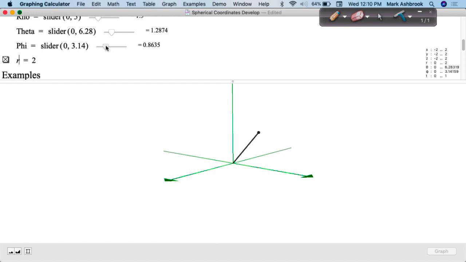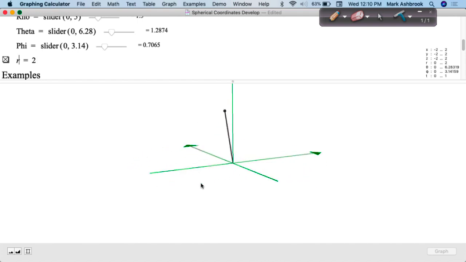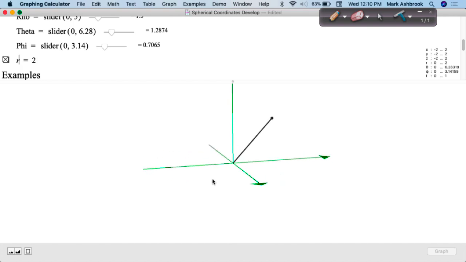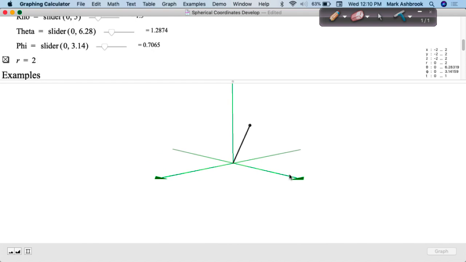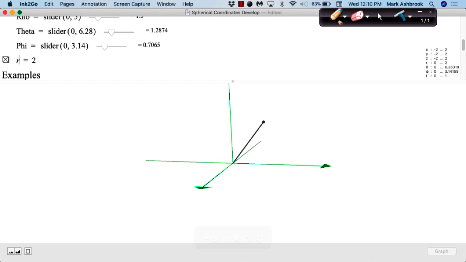So here's just a generic value of rho, phi, and theta. There. A little further, not too far. That's good. Okay, so here's this generic rho, phi, and theta. Some more room. There we go. Okay.